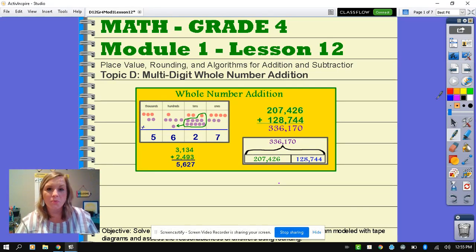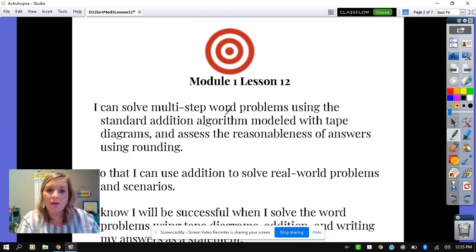Today we are on Module 1, Lesson 12. While we've been working on addition, today we're going to be solving two-step word problems. So we're going to be able to solve multi-step word problems using the standard addition algorithm that we worked on yesterday, modeled with tape diagrams, and then we're going to assess the reasonableness of answers using rounding.